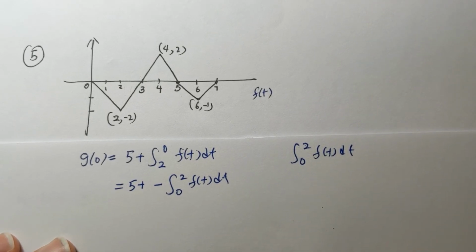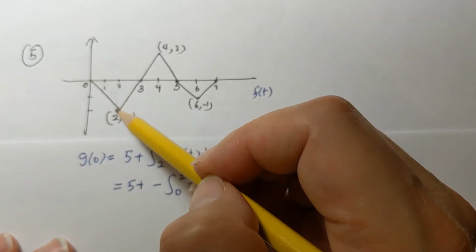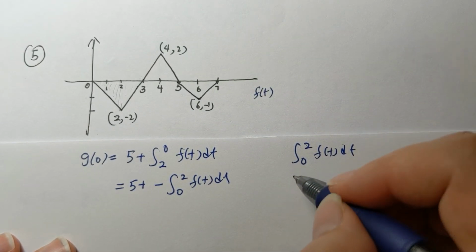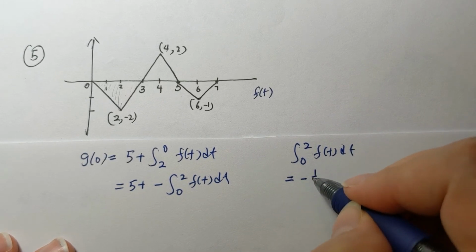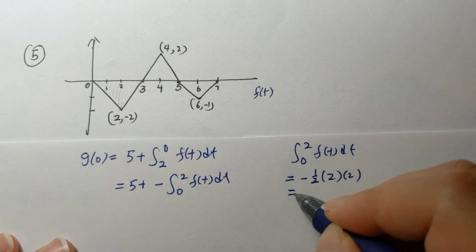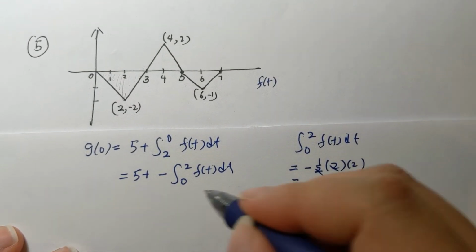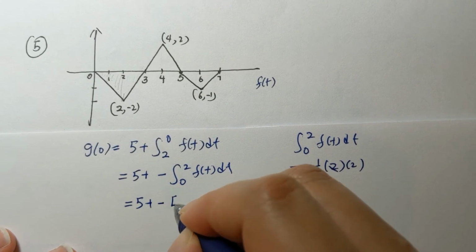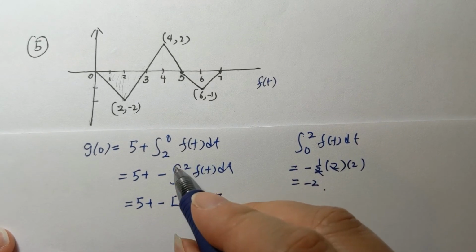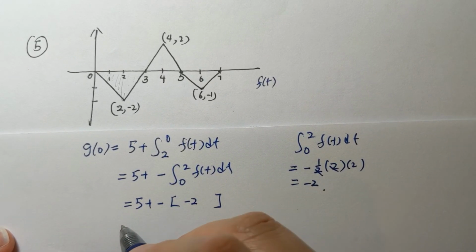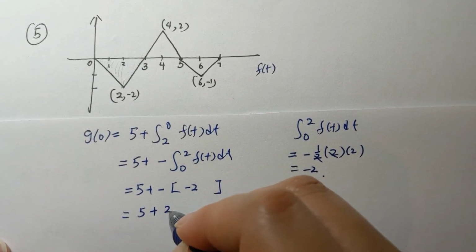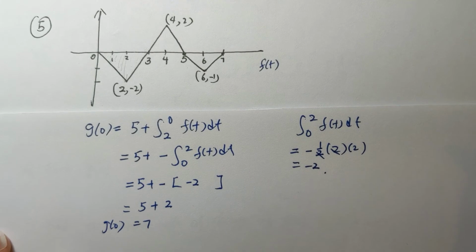So 0 to 2 is this much over here, from here to here. This is going to be the area below the x-axis, so it has to be negative. So negative half times the base. The base is 2 and the height is 2. And then we simplify it. So you get negative 2. So over here becomes 5 plus negative, in brackets, this part that you got over here, negative 2. The integral itself is negative, and then you have the negative that comes from the swap of a and b. So now it becomes 5 plus 2 equals 7. So g of 0 equals 7.